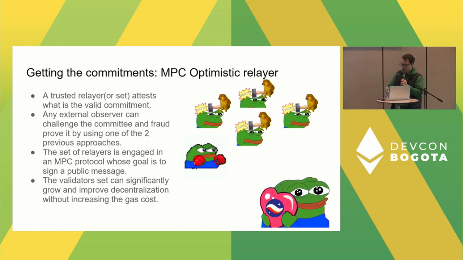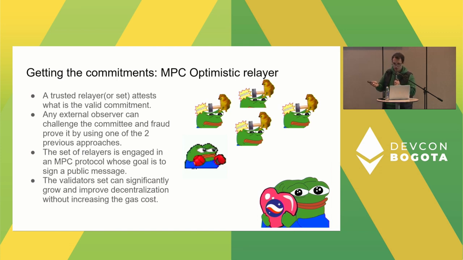But the reason why we have MPC is that the more validators you have, the more security you obviously get. But in a standard multisig approach, the more validators you have, the more signatures there are. So the more decentralized it is, the more expensive it is to verify, because you need to verify multiple signatures and you need to post the signatures. It's a lot of calldata. Such an approach is not feasible on chains where calldata is expensive, so L1, optimistic rollups, and so on.